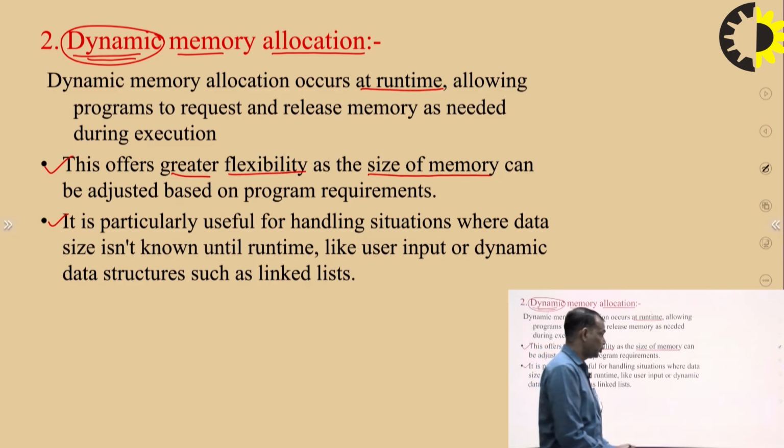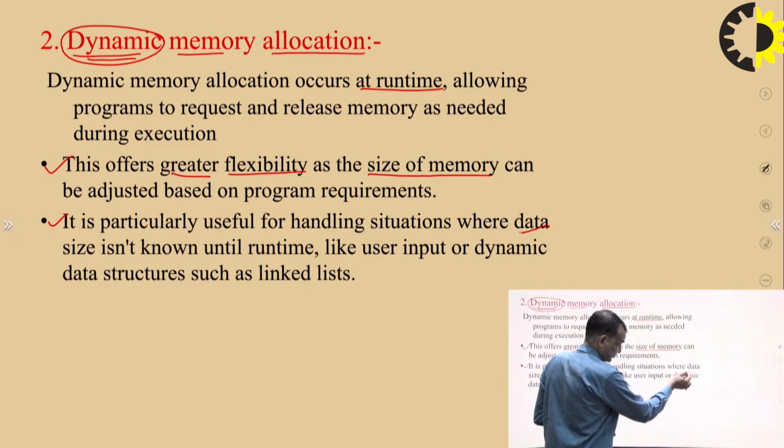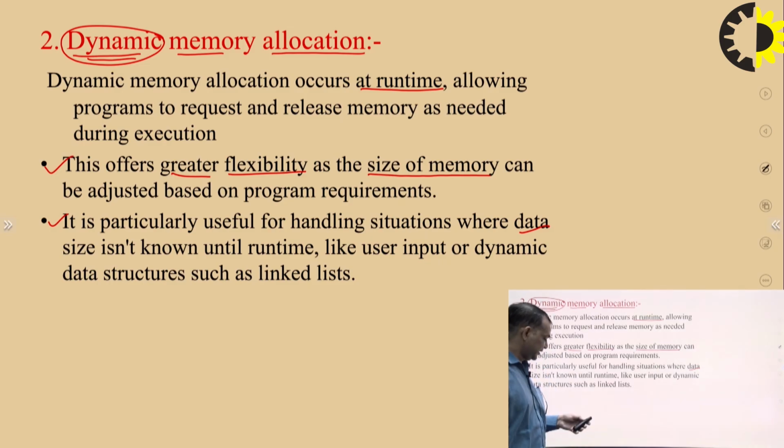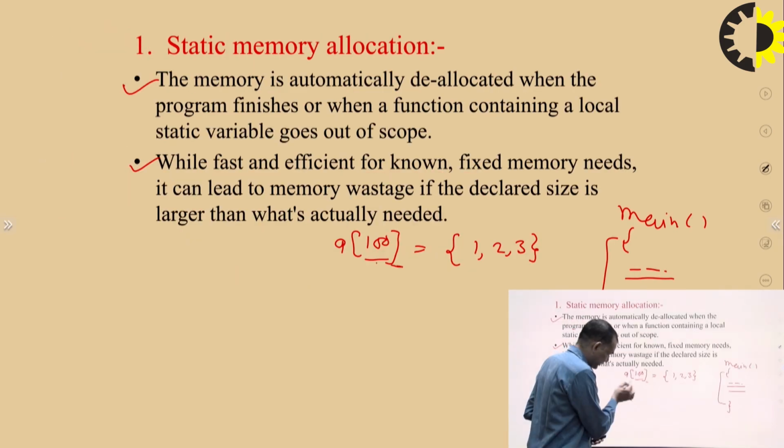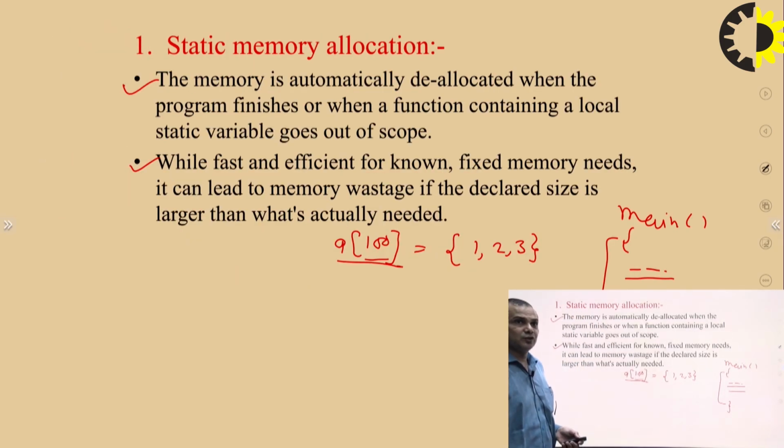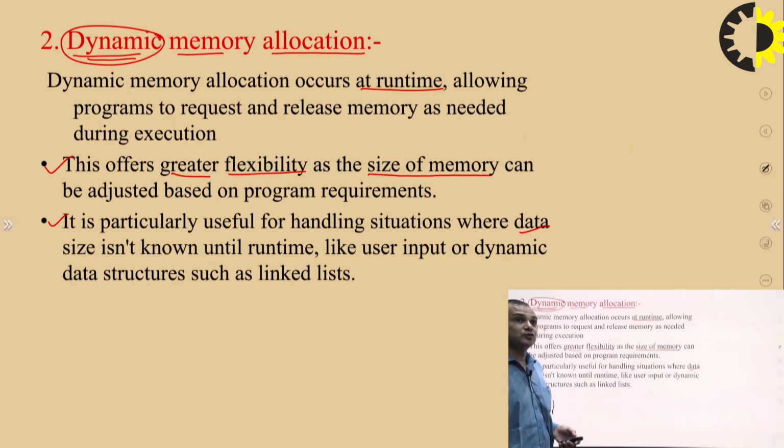Next, it is particularly used for handling situations where the data size is not known. Suppose we have to declare an array that has the size of 100, but if we don't know the size of the array, it's better to use dynamic memory allocation, where the size is not known until runtime. Before runtime we cannot say the size.